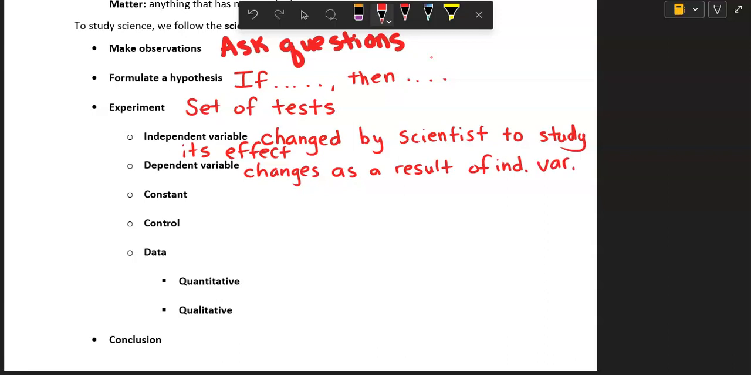So when you're trying to study one particular property or characteristic as a result of one particular other thing, everything else that could have an effect on your dependent variable needs to be held constant. So constants are everything else stays the same. So you isolate just the effect of the independent variable.